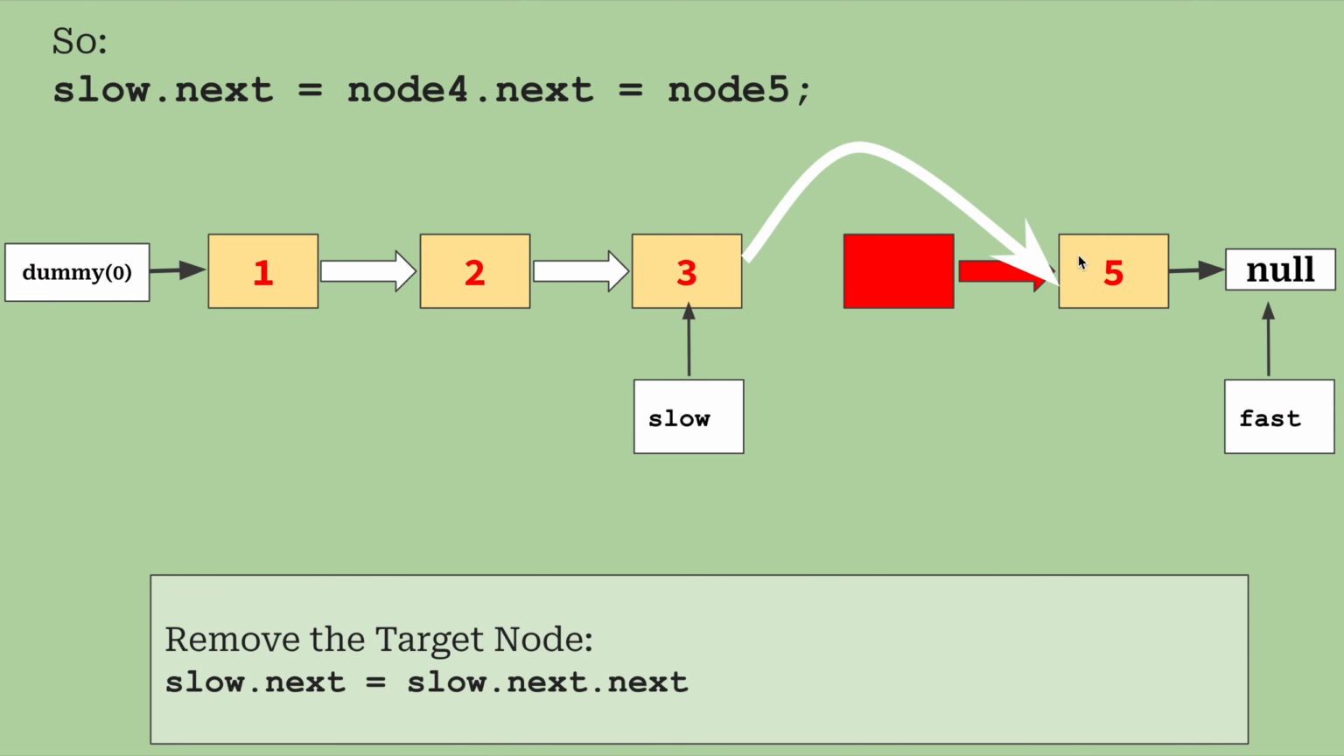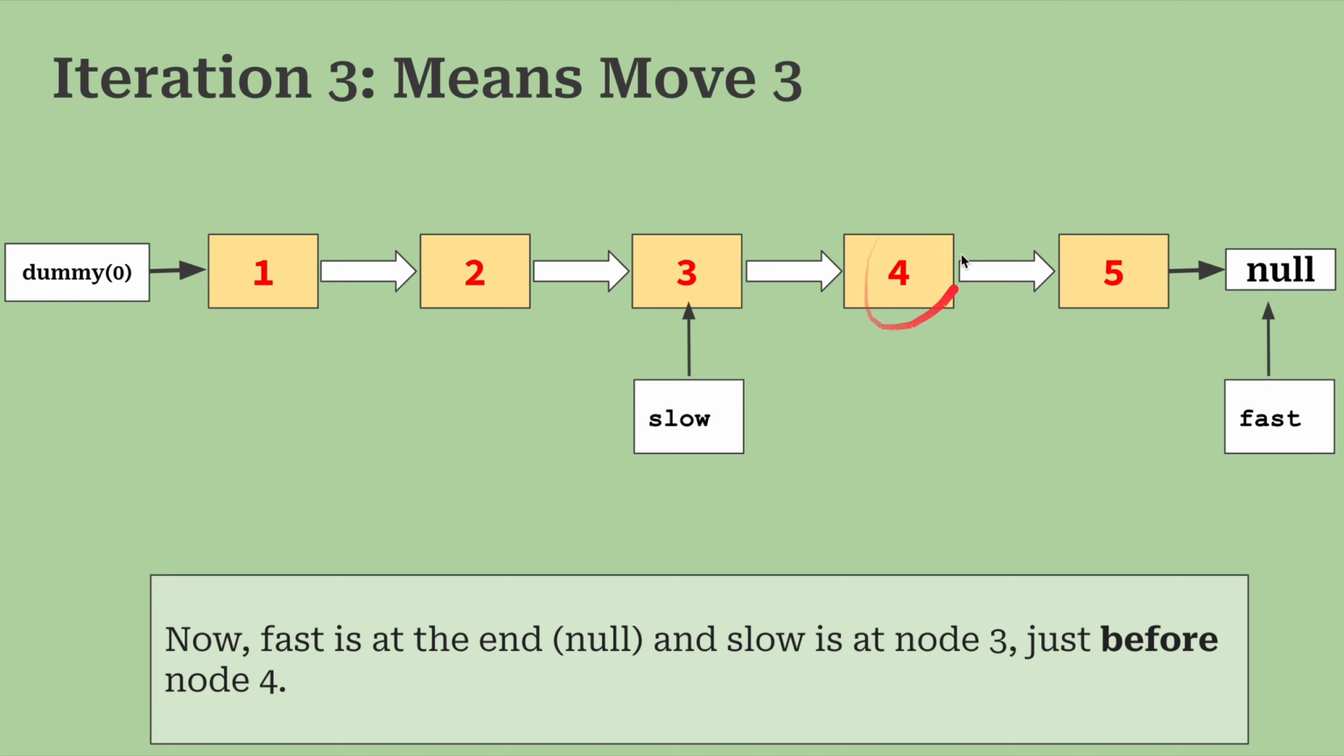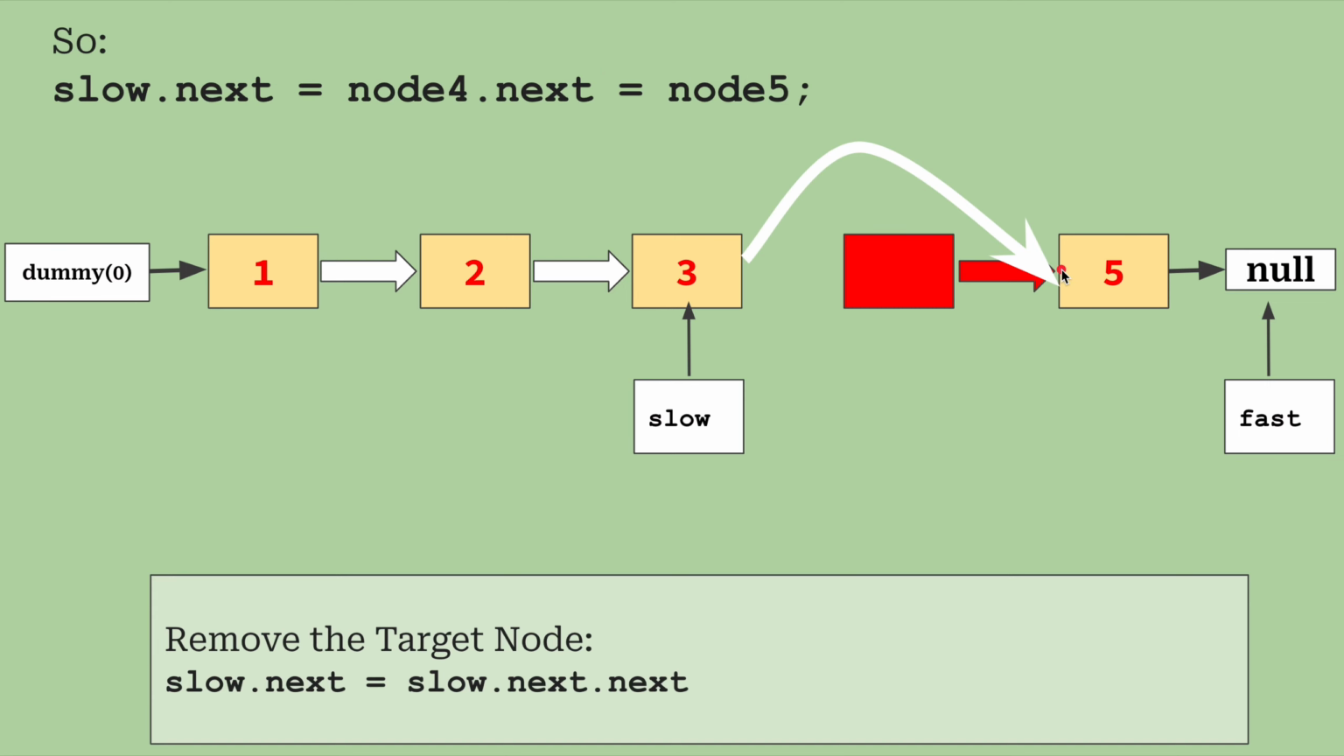It means we have to do it like this: just remove the target node. To remove the target node, what do you have to do? Slow.next means this node I'm showing. Slow is node 3, so slow.next will move to slow.next.next. We are discarding this one. Previously it was pointing to here, so we point directly to here, like this.